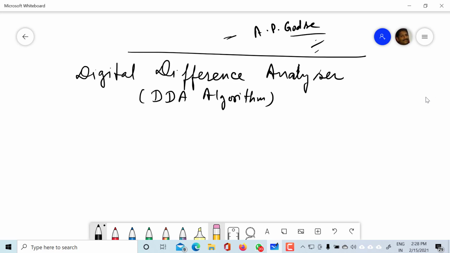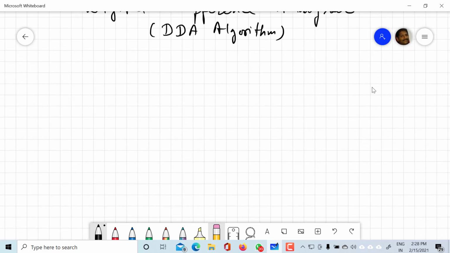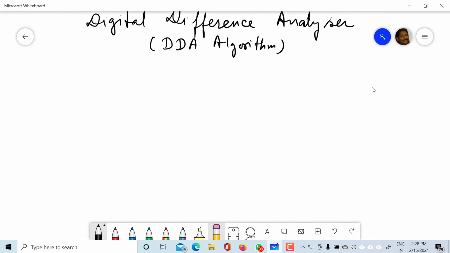Before starting the algorithm, we have to understand some basic things, like what is the equation of line. So what is equation of line? Tell me, any one of you. Y is equal to x. Y equal to x is a line in which the value of m is 1 and the value of c is also 0. Okay. This is equation of line.